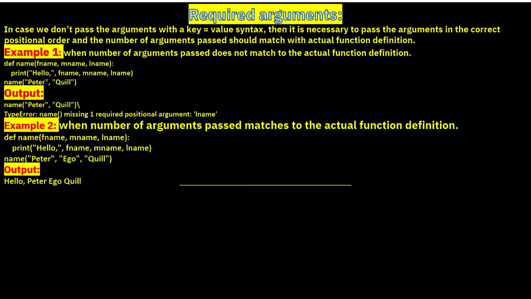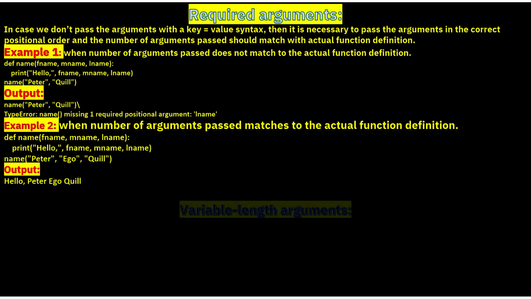Example 2. When the number of arguments passed matches the actual function definition: def name(fname, mname, lname): print("Hello", fname, mname, lname). name("Peter", "Ego", "Quill"). Output: Hello Peter Ego Quill.